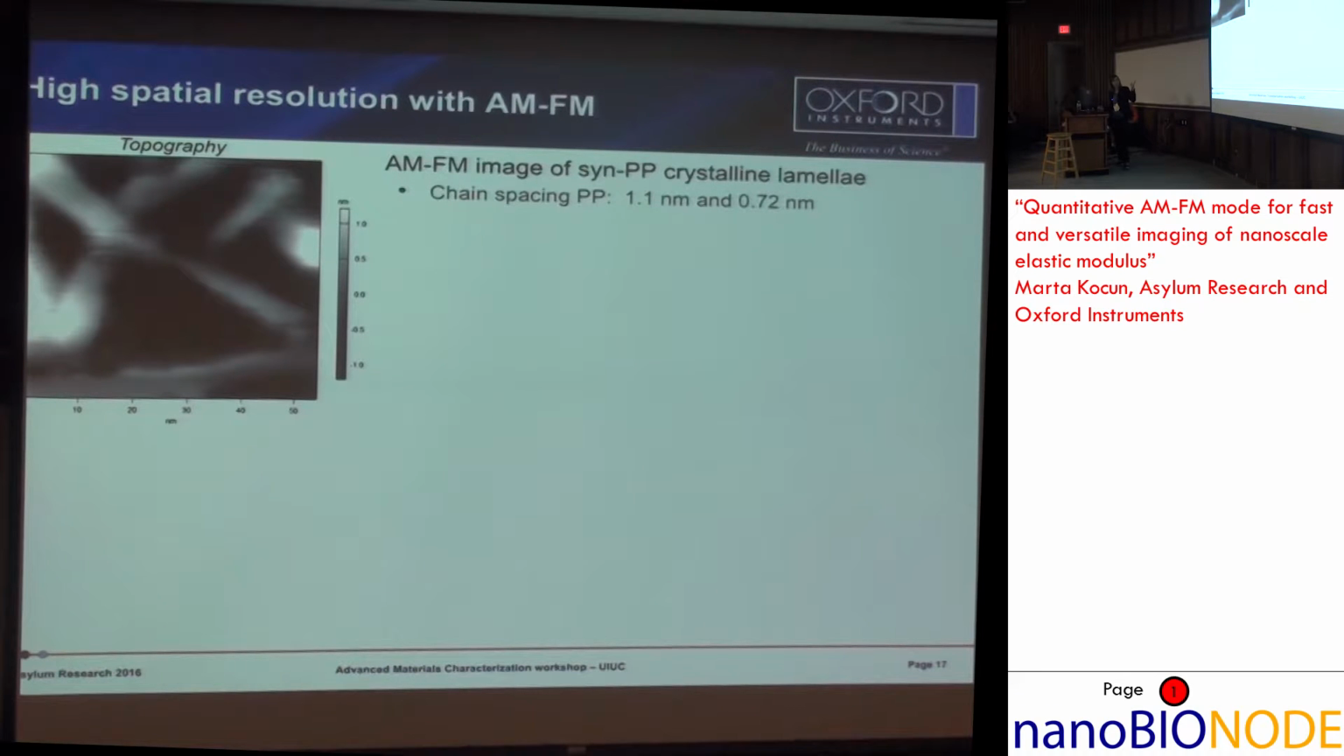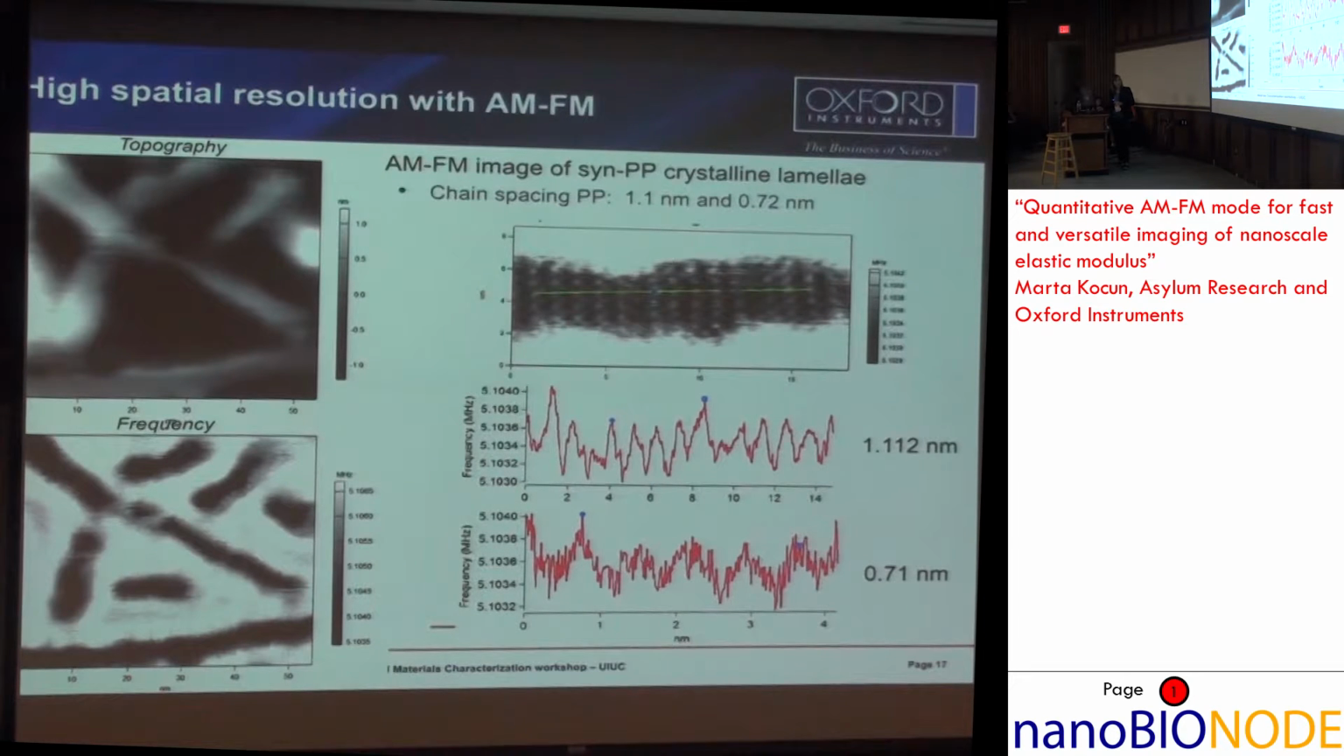The previous image was 1 micron. This is about a 55 nanometer scan. In topography, we don't see much. We know that there are some crystallites. What you start seeing when you look at the frequency, which you can see more clearly on the right side, are all these little spots, which are actually probably the polymers that are arranged in some kind of regular pattern.